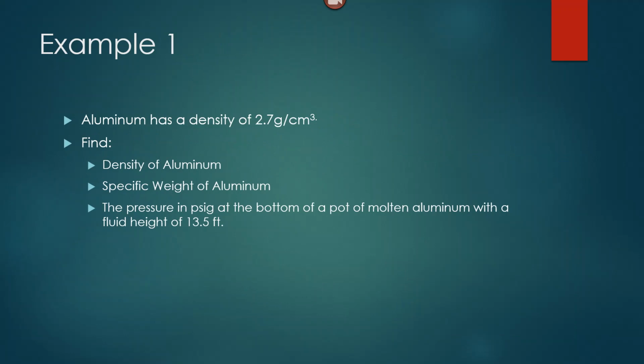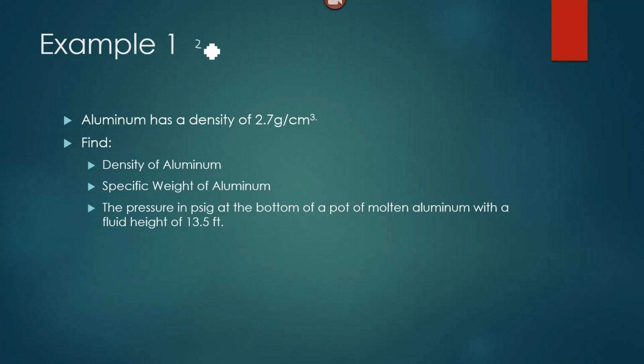Okay, so aluminum has a density of 2.7 grams per centimeter cubed. Find the density of aluminum, the specific weight of aluminum, and the pressure in psig at the bottom of a molten pot of aluminum with a fluid height of 13.5 feet. So let's do this conversion real quick to get to proper slug per foot cubed.